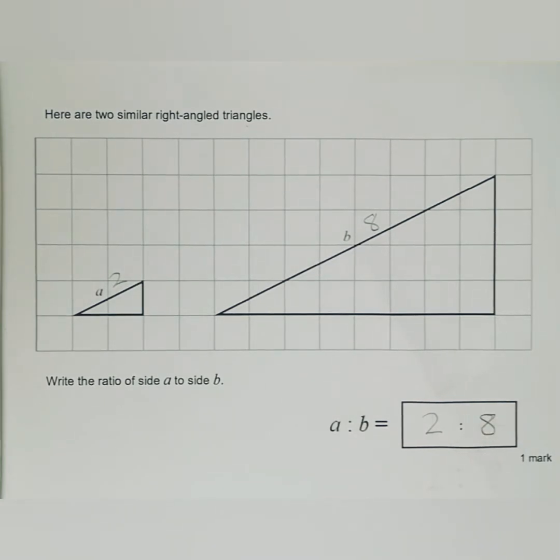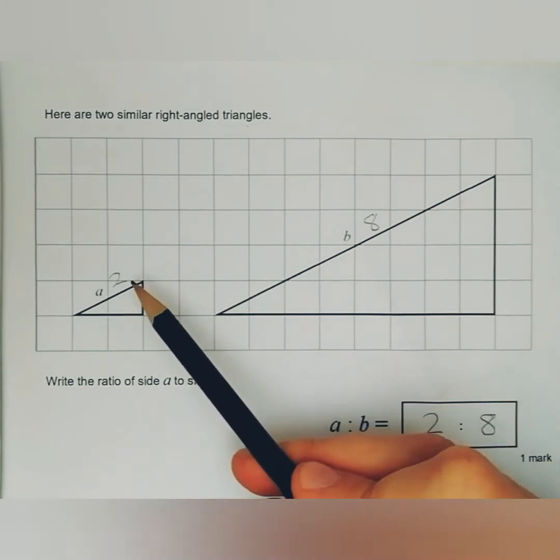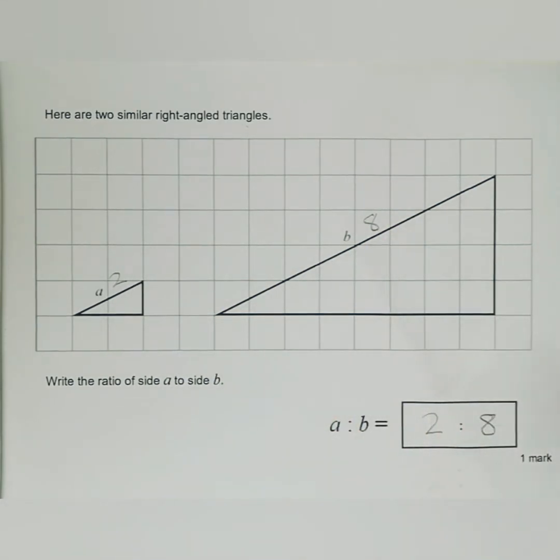And that's mathematically correct. However, I could also acknowledge that the 2 has turned into 8 by being multiplied by 4. So it's become 4 times bigger, and I can write that as 1 to 4. Which basically means for every 1 square in the first triangle, there's now 4 in the second one.